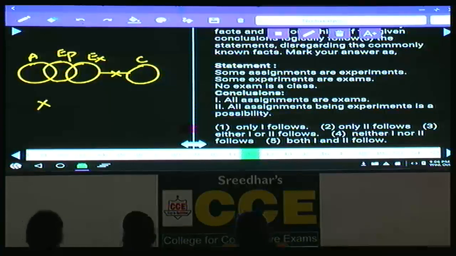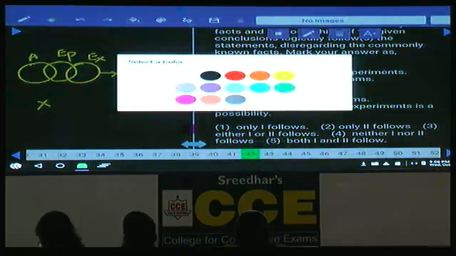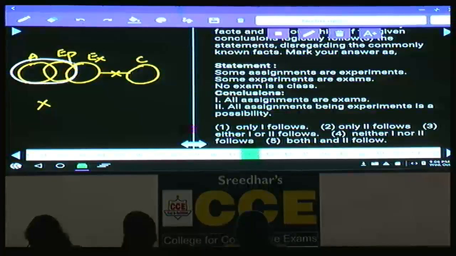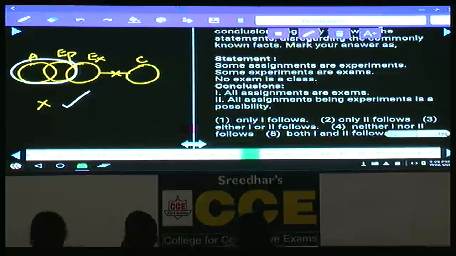And the next one, all assignments are experiments, is a possibility. In order to make this one possible, we can draw exam like this, isn't it? The second one is possible, hence only 2 follows. It is choice 2, 42.